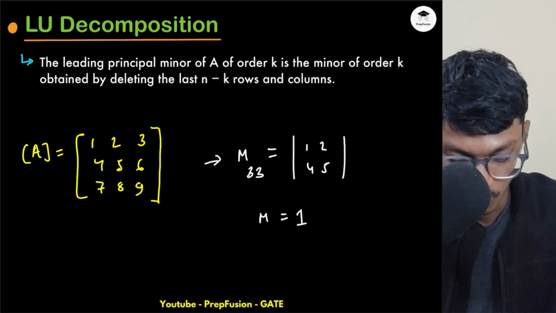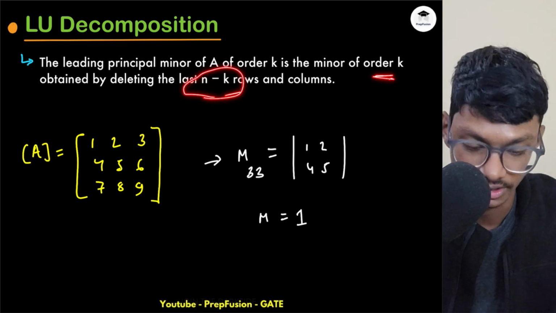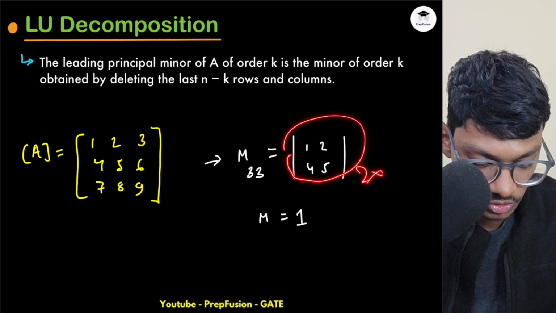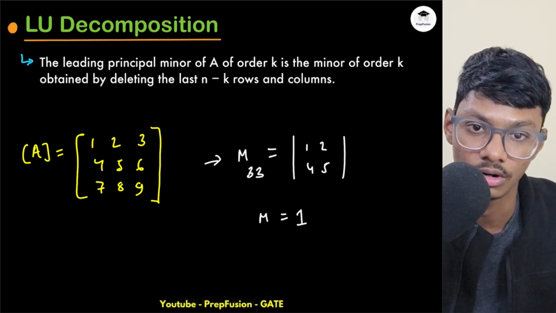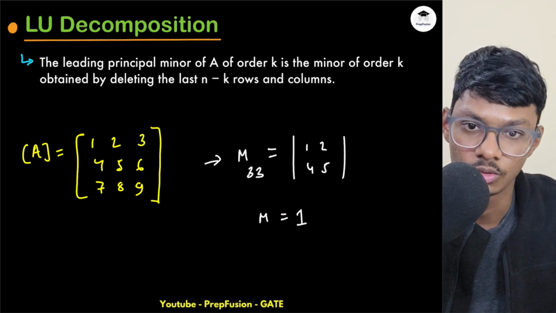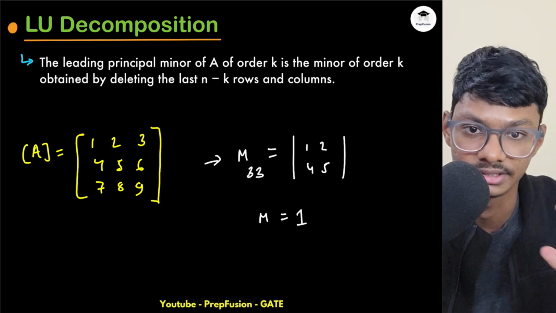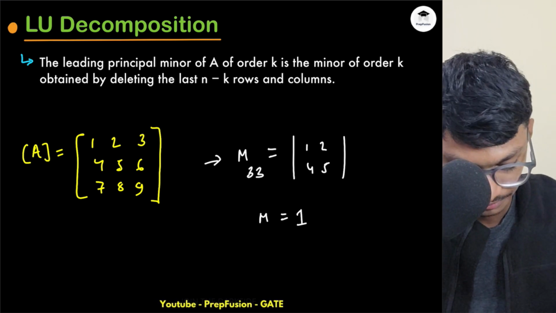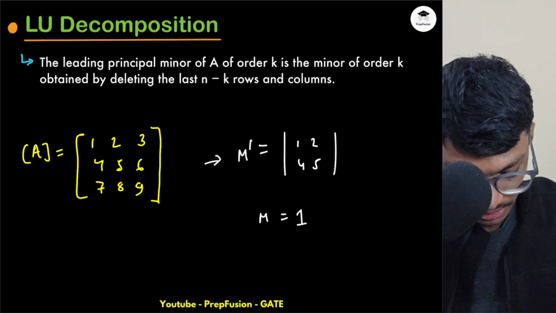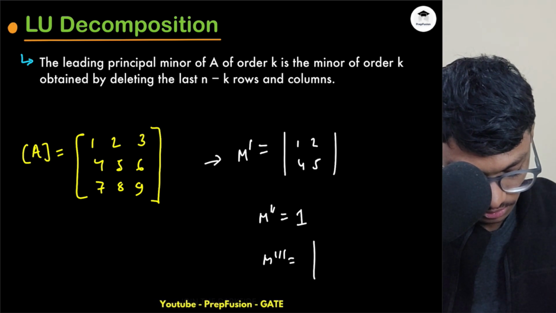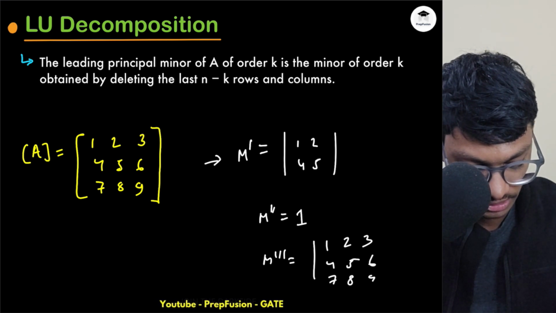Now it is talking about deleting n minus k rows. What is the order of the minor here? 2 cross 2. I have deleted 1 row and 1 column, that's why n minus k, 3 minus 1 is 2. Here I have deleted 2 rows and columns, so 3 minus 2 is 1, which is 1 cross 1. Now if I don't delete anything, n minus 0 will be 3. So the minors are m dash, m double dash, m triple dash, which is this whole matrix itself. Obviously if it is invertible, then this will be non-zero, right?